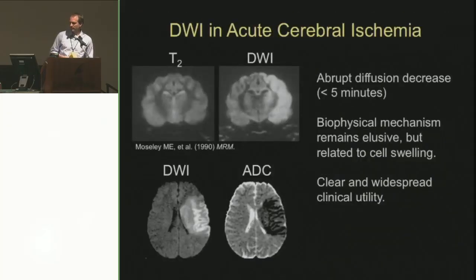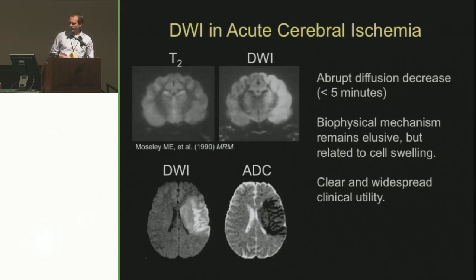So some of my work involves looking at what changes we see in other models. In this case, we're looking at acute cerebral ischemia. So this is one of the cases where well over 20 years ago, almost 25 now, Mike Moseley and his colleagues showed that diffusion is uniquely sensitive to changes at early time points after injury in an animal model, where we don't see any changes in T2.